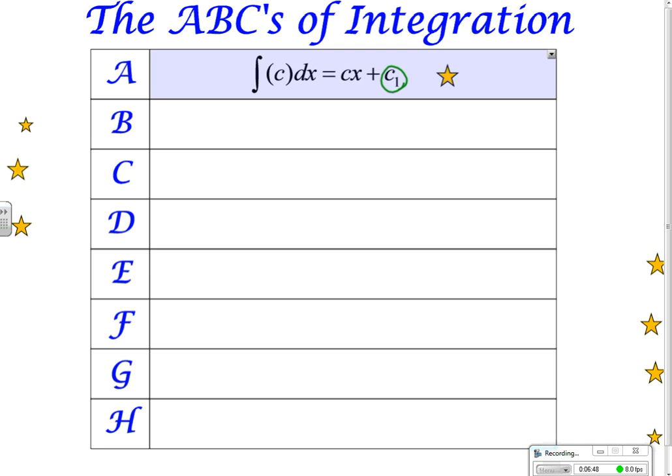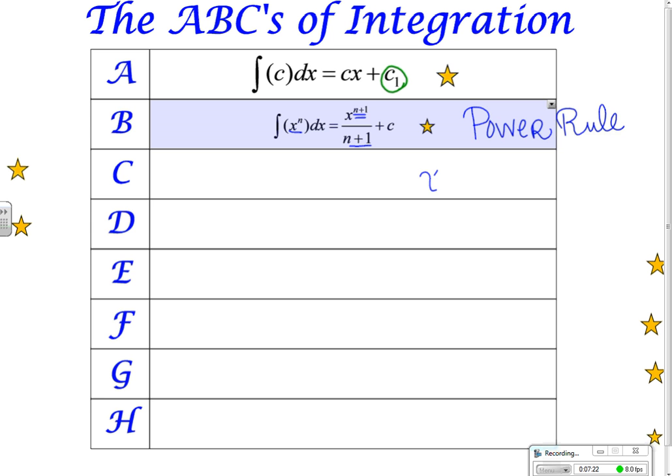A second ABC of integration would be the power rule. This one is a big deal. We will use the power rule quite extensively. And what the power rule tells us is how to undo the derivative. So if I ended up with some function x raised to the n, the antiderivative is going to be add a power. So I'm going to take x to the n plus 1, and then it's also divided by this new power, n plus 1.